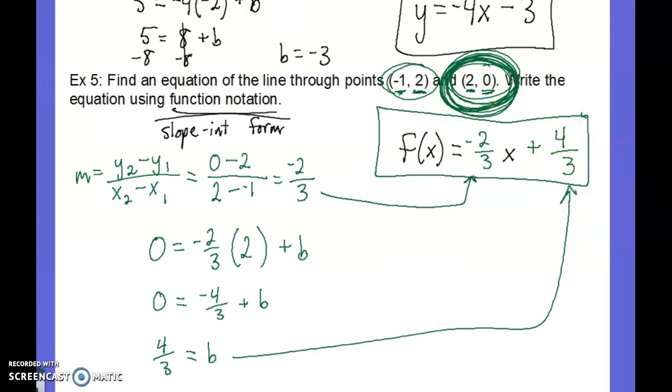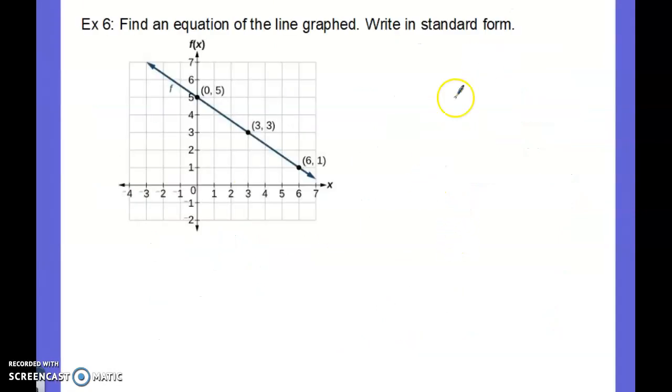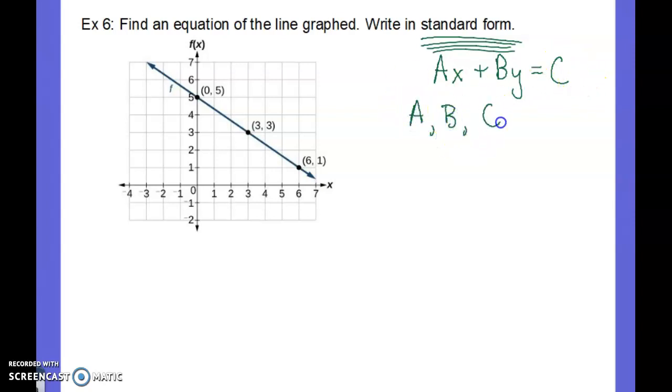At any point, if I'm going too fast, don't forget you can pause, rewatch a video, go back, do other things. This problem's a lot different because now they're asking for the answer in standard form. Now remember, standard form is that ax plus by equals c. Well, that looks like a G. Sometimes my handwriting gets sloppy. And remember, a, b, and c must be integers. And you should be familiar with this notation from Unit 1.